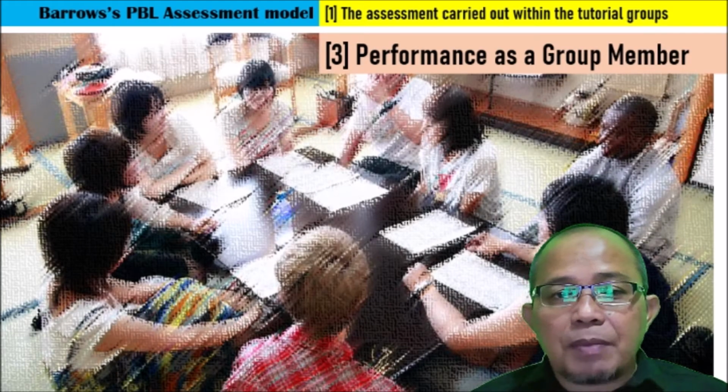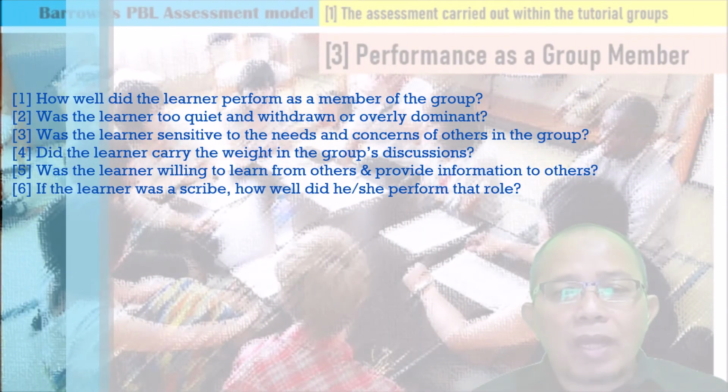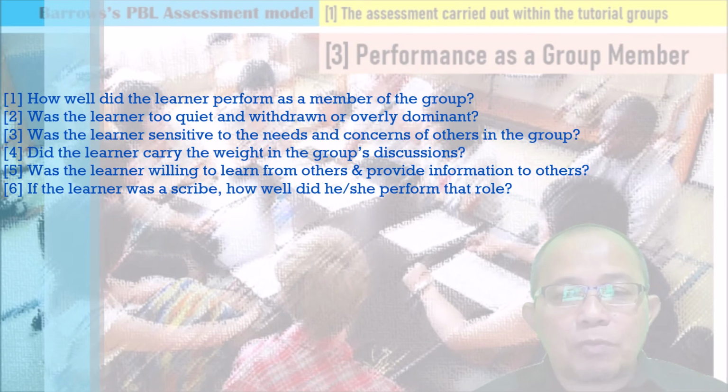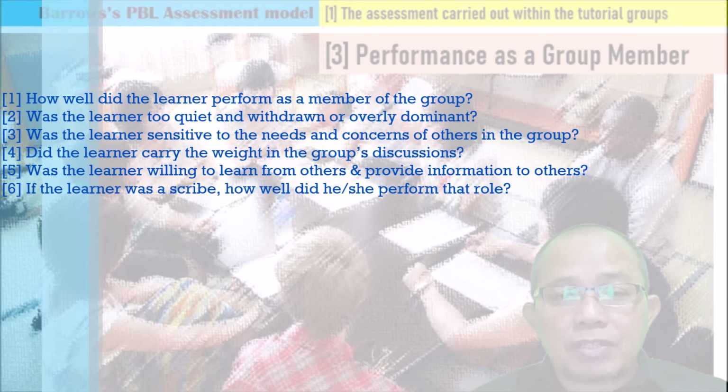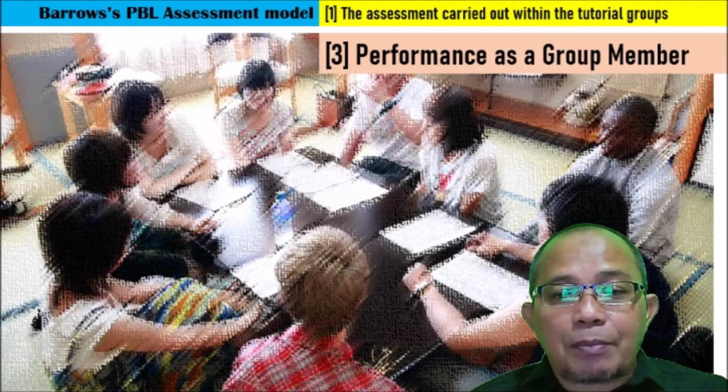3. Performance as a member of the group. Among the questions in the line are: 1. How well did the learner perform as a member of the group? 2. Was the learner too quiet and withdrawn or overly dominant? 3. Was the learner sensitive to the needs and concerns of others in the group? 4. Did the learner carry the weight in the group's discussion? 5. Was the learner willing to learn from others and provide information to others as appropriate? 6. If the learner was a scribe, how well did he or she perform that role?